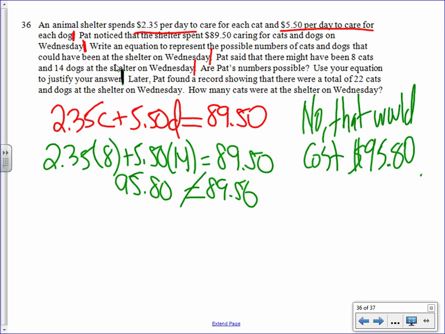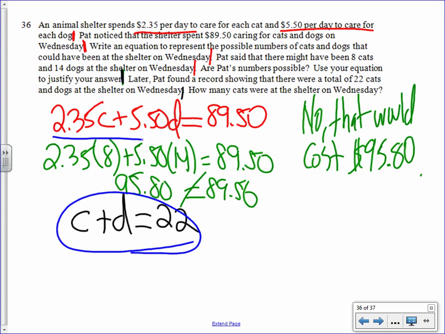Later, Pat found a record showing that there were a total of 22 cats and dogs at the shelter on Wednesday. So that means that the cats plus the dogs must equal 22. How many cats were there? Well, I have a system of equations. I have to solve this system of equations.